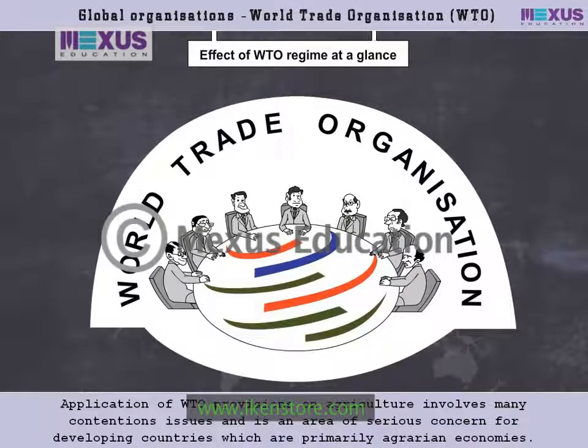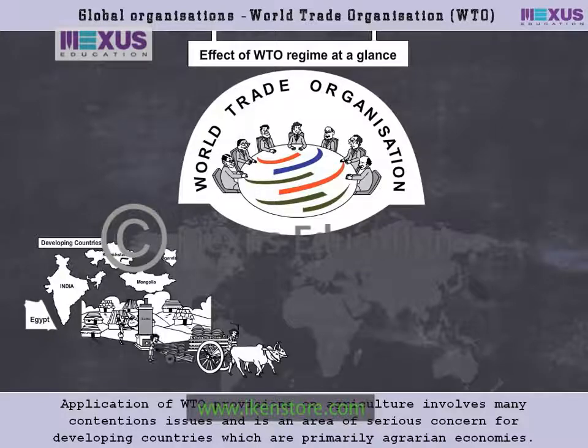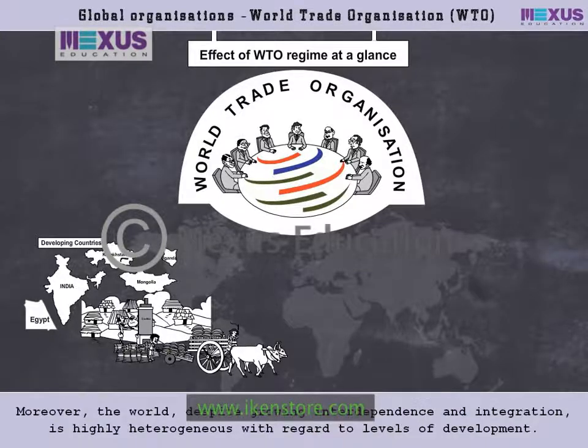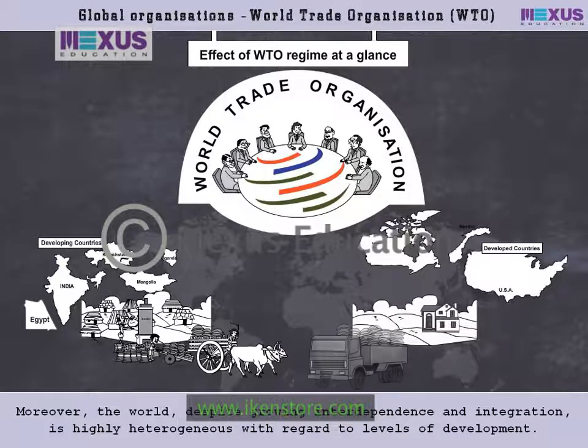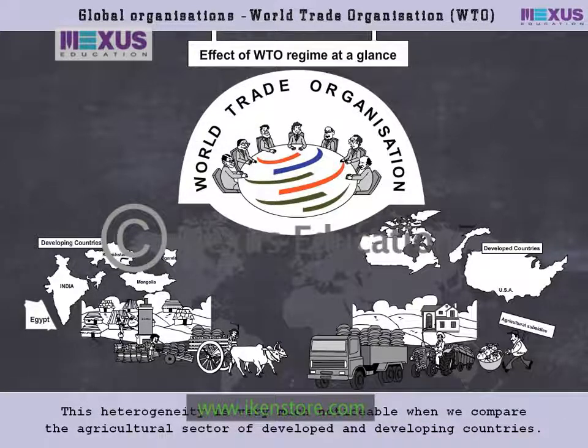Application of WTO provisions on agriculture involves many contentious issues and is an area of serious concern for developing countries which are primarily agrarian economies. Moreover, the world, despite growing interdependence and integration, is highly heterogeneous with regard to levels of development. This heterogeneity is very much noticeable when we compare the agricultural sector of developed and developing countries.